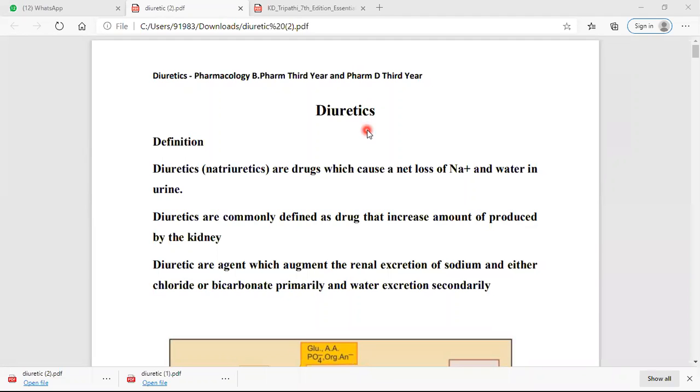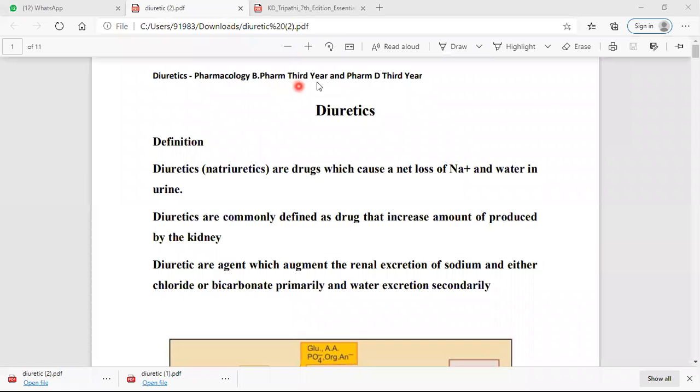Hello, good afternoon all. Today we will learn the topic called diuretics, especially for pharmacology, for B Pharm third year students and PharmD third year students, which is a common topic. It is the diuretic drug.